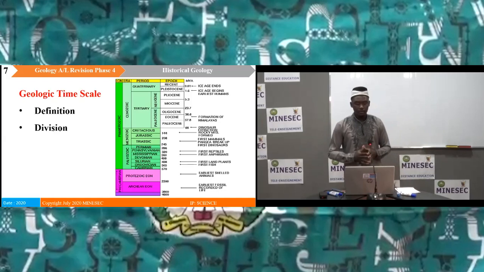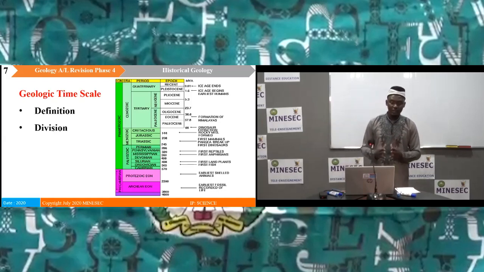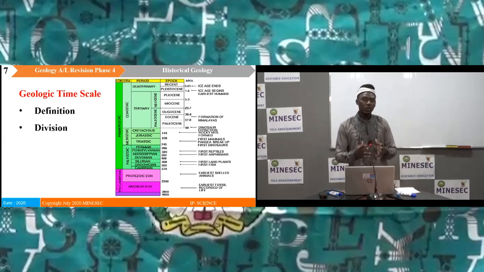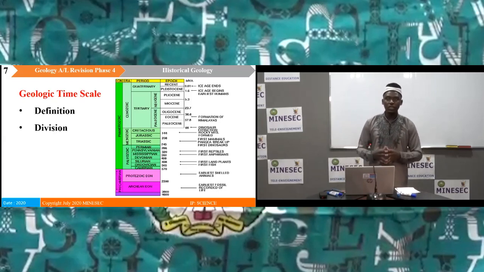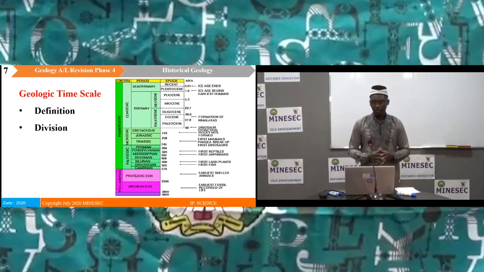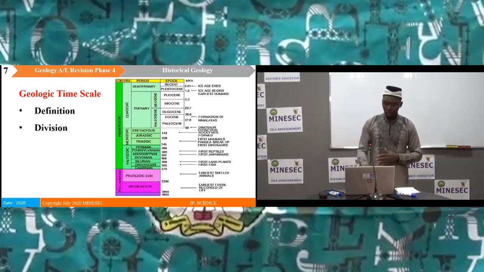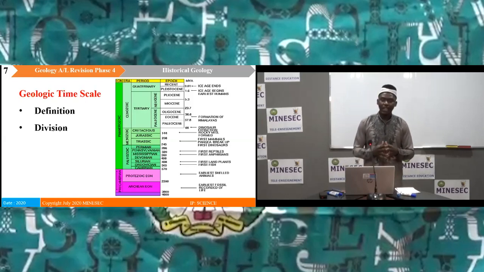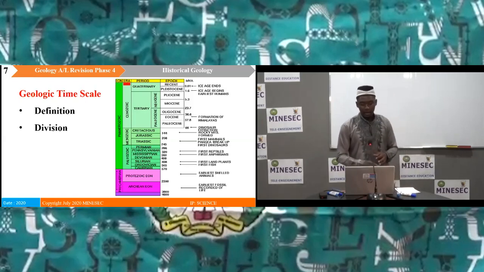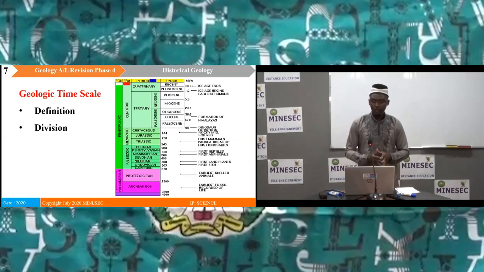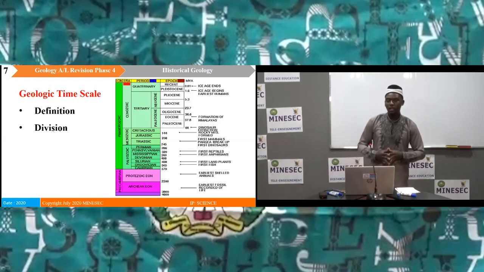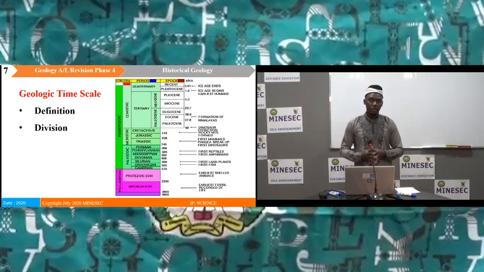Geologic time scale. The geologic time scale is a chart that shows the sequence of events that have unfolded during the geologic history of the Earth. This time scale is divided from larger units to smaller units into aeon, which is the largest time unit, era, which is the next larger time unit compared to aeon, period, which are sub-time units of era, and epoch, which are smaller or sub-time units of periods. Epochs are defined by rock types.